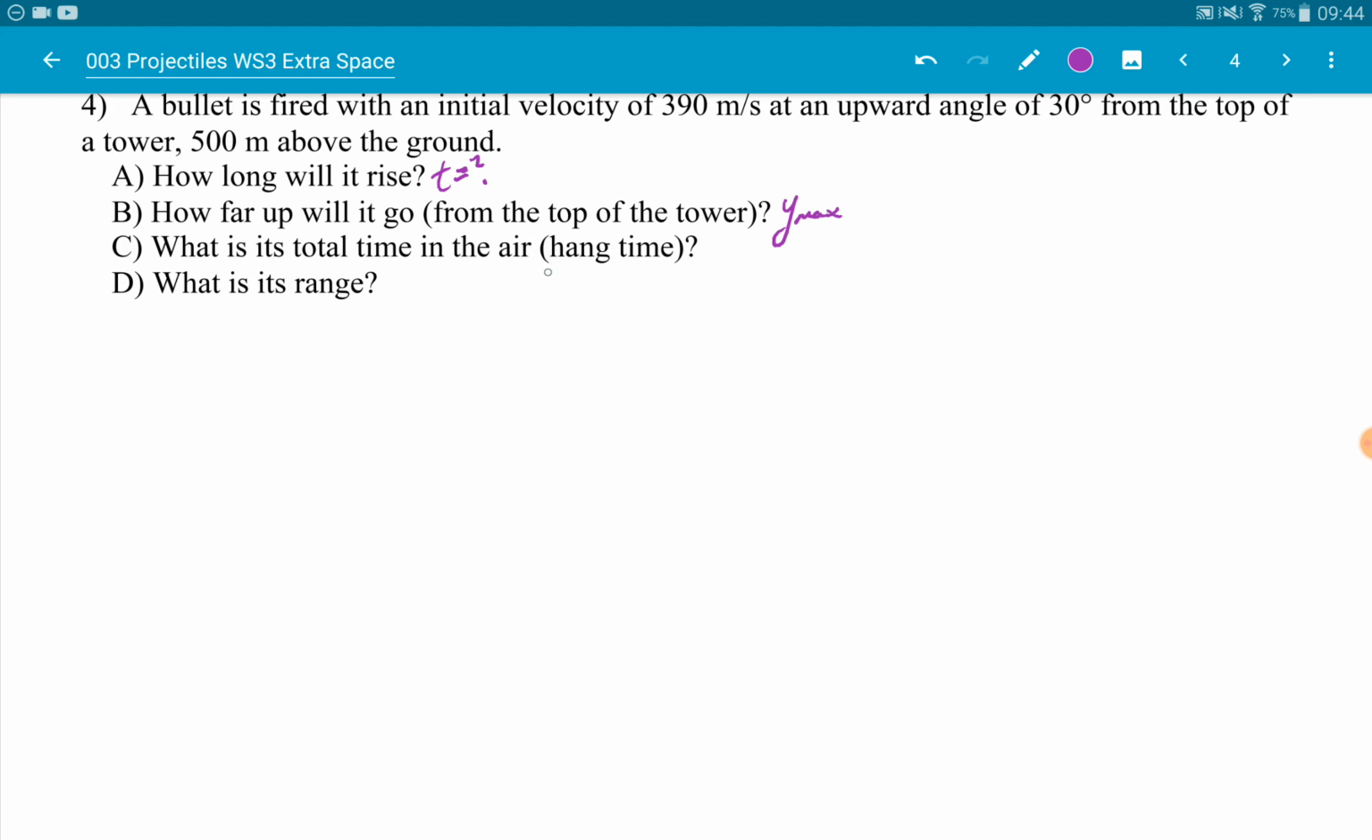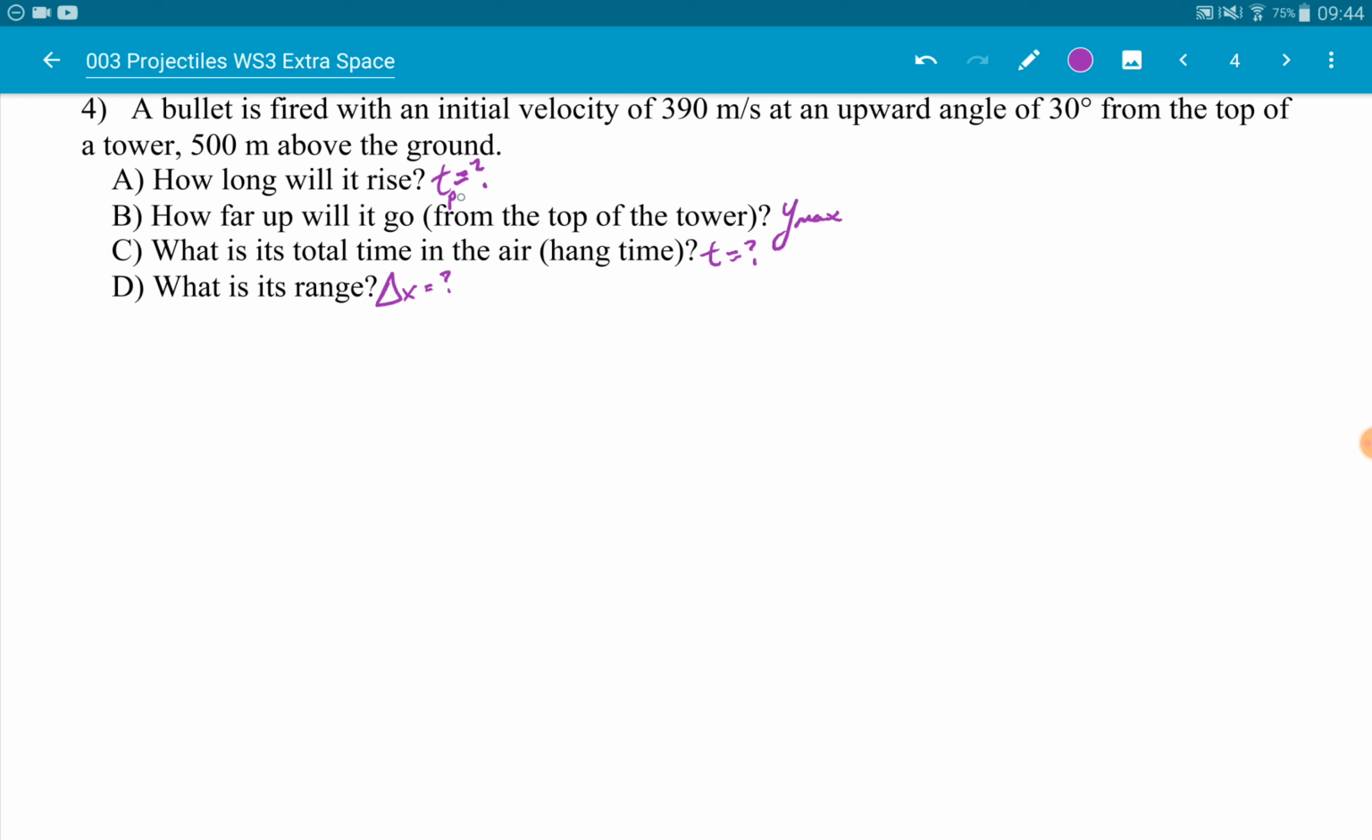"In the air" is a little bit ambiguous because then you're thinking, is there air resistance? And the answer is no, we're not doing air resistance here, so careful with that. What's the range? That's my delta x, a big question mark. And how long will it rise? That's like t to the peak, TP, sometimes people write it.